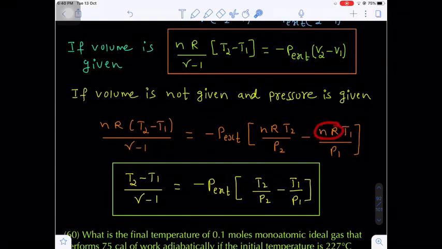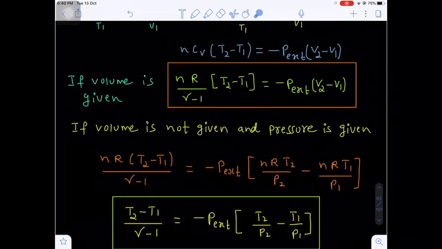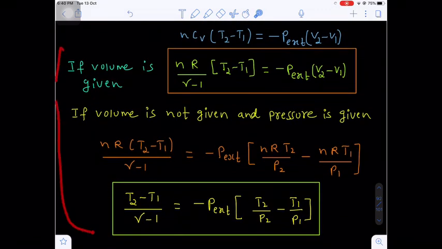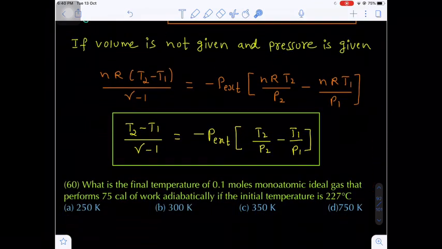Now here if you take nR common, nR cancels out on the left side and right side. So (T2 minus T1) by (gamma minus 1) will be equal to minus P external into (T2 by P2 minus T1 by P1). So this relation is regarding the irreversible process. This relation we have to remember. Are you getting my point?